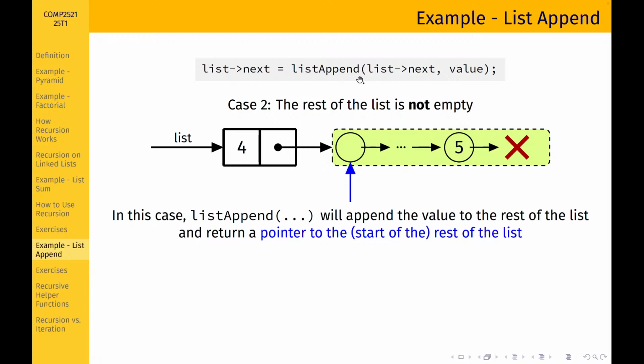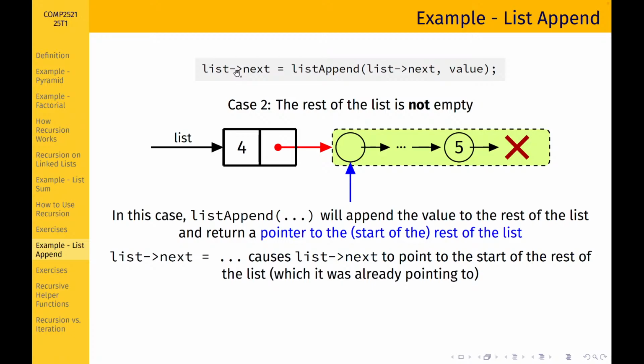Remember what the function does: list append appends a value to the rest of the list and returns a pointer to the start of the updated list. So this function call is going to return a pointer back to the start of the updated list. And since our current node is already pointing to that node, this list next equals is not going to have any effect. It's just going to set the pointer to itself, and that's perfectly fine. So that is how this function works.